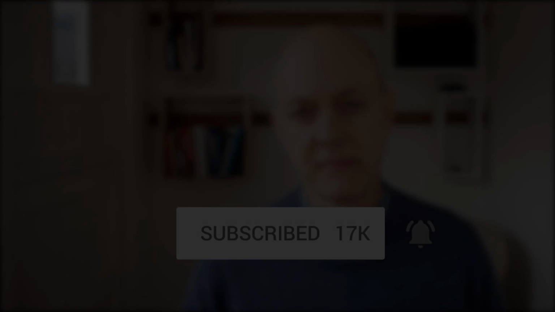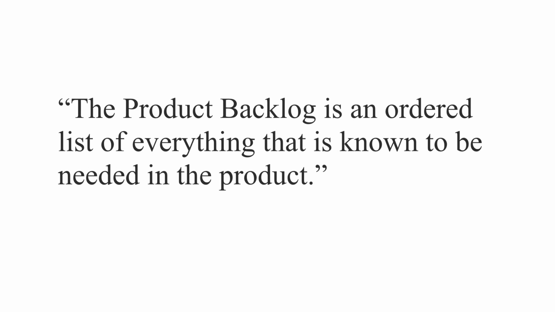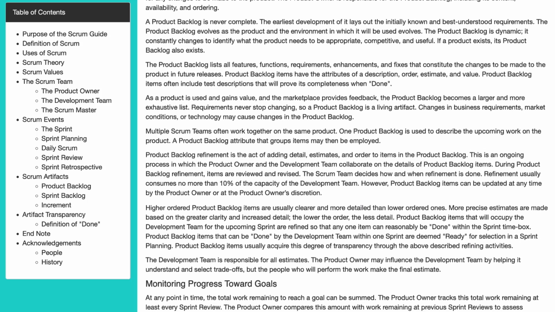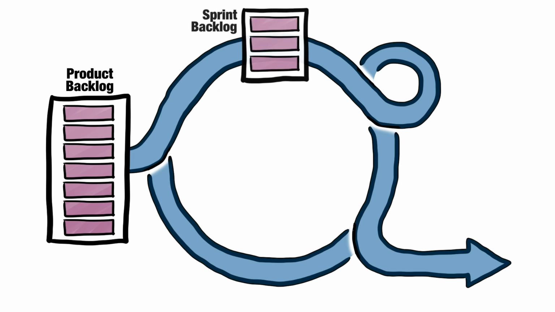The product backlog is an ordered list of everything that is known to be needed in the product. Not my words. Not my words, Michael. The words of the Scrum Guide. And the Scrum Guide goes on to devote a fair few column inches to the product backlog. The product backlog is one of the 3 Scrum Artefacts, along with the Sprint Backlog and the increment. You'll find episodes on both of those and many other aspects of Scrum at this link.